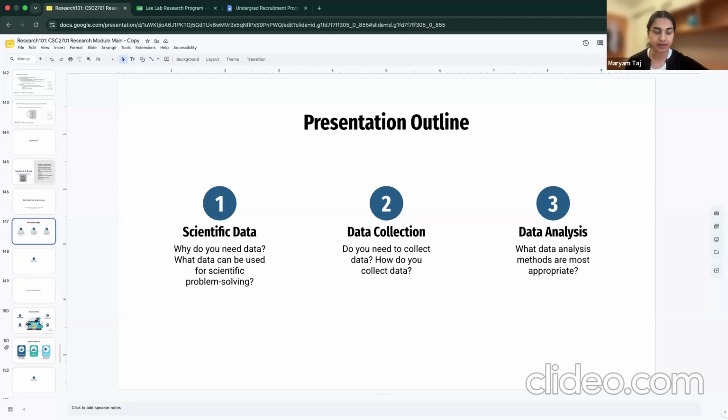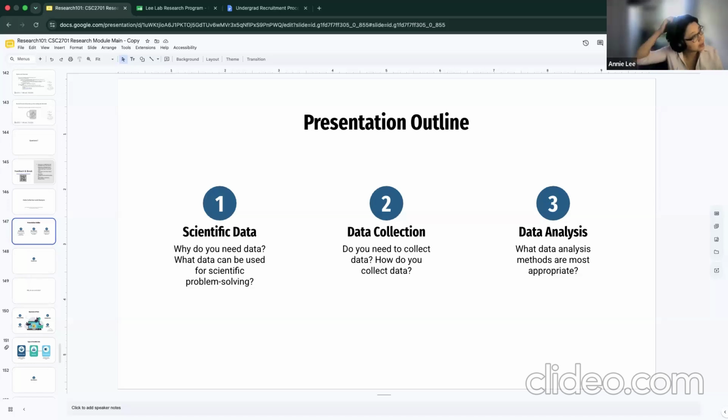And then next question, Miriam, what data can be used for scientific problem solving? I think it depends on the problem you're trying to solve. You'd want to find a data set that is relevant to that specific problem. So for example, if you're working in vision, you might want to look at more vision QA data sets, whereas if you're working more in language reasoning, you'd be going more towards text data sets. Yeah, perfect.